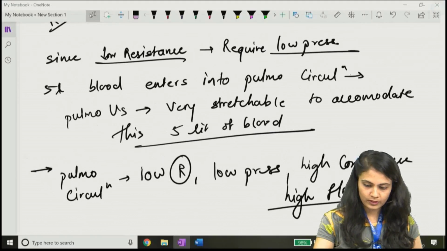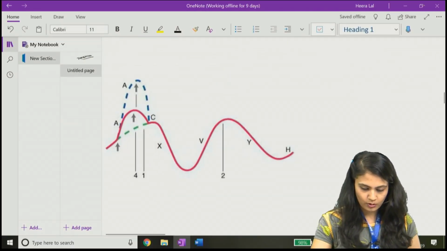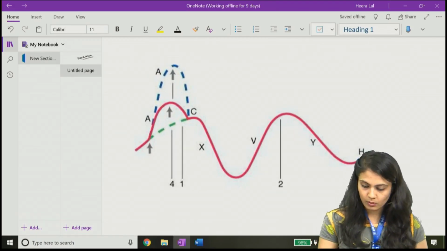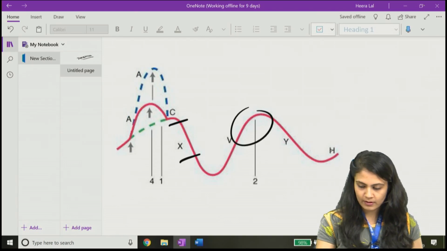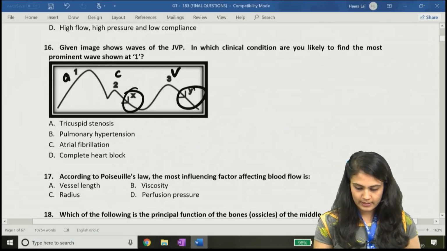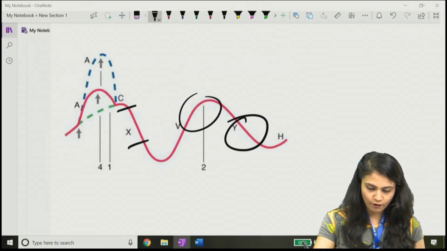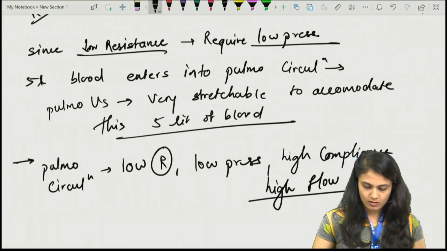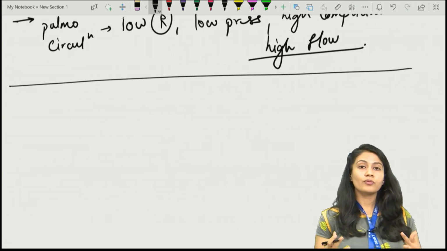We do have a diagram for it, I guess. Yes. So they ask about the prominent A wave and the condition. So we are going to discuss this topic. This is the A wave, C wave, X descent, V wave and Y descent. Let's see the funda about all these waves, how they are formed and in which condition they are increased. First of all we will see how the waves are formed.